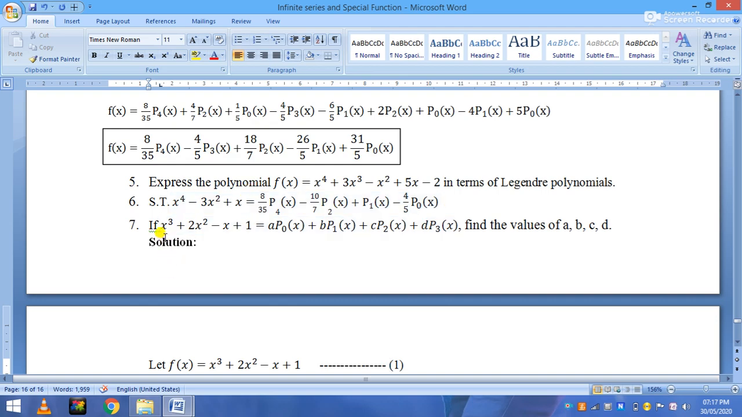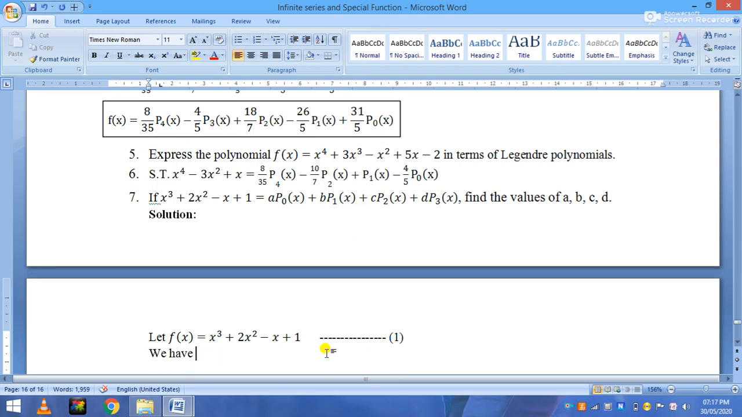In one more question, if x cube plus 2x square minus x plus 1 equals a P0 of x plus b P1 of x plus c P2 of x plus d P3 of x, find the value of a, b, c, d. So instead of asking to express the polynomial in terms of Legendre polynomials, they have asked it here. In the question they have already given the form with a, b, c, d, but we have to find a, b, c, d. Here we simplify, and automatically we get it in terms of a P0 plus b P1 plus c P2 plus d P3, then you know a, b, c, d. So let us solve the example by using Legendre polynomials, because they have mentioned P0, P1, P2, P3.